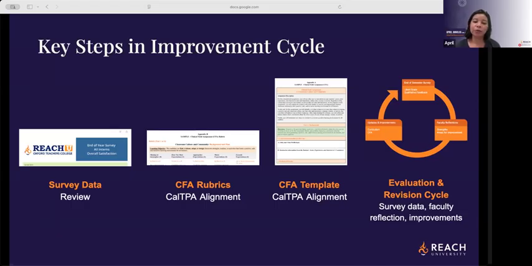Key steps in improving this cycle of improvement for our CIFAs and improving teaching practice is reviewing our candidate survey data, developing CIFA rubrics to align with specific CalTPA elements, some consistent and simplified CIFA templates that our candidates could use that was modeled after the CalTPA structure, and implementing an end of semester student survey to engage in faculty reflection, make improvements based on findings, and then repeating the process.